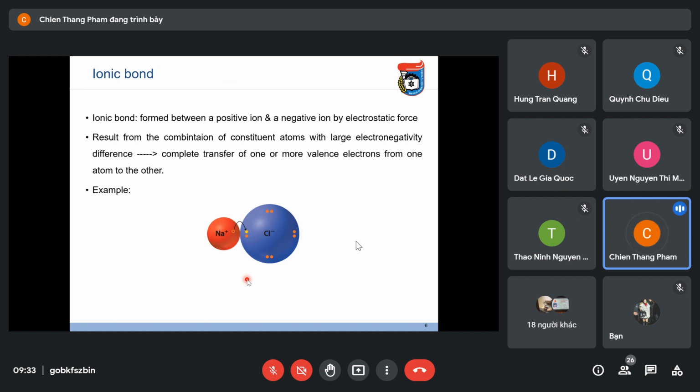Normally the ionic bond is formed by a combination of metal and non-metal, because the metal has low electronegativity. Electronegativity in Vietnamese is độ âm điện. The metal has low electronegativity, while the non-metal has higher electronegativity. So the combination of two elements with a big difference in electronegativity causes the ionic bond.